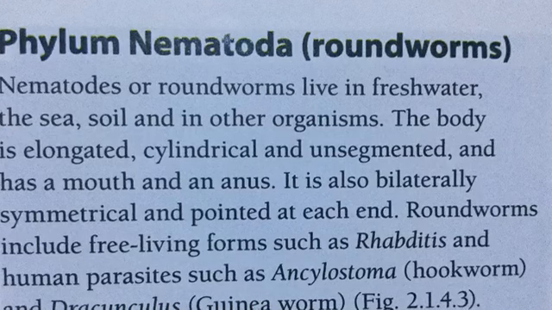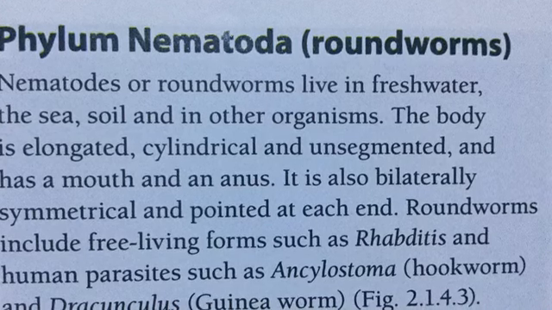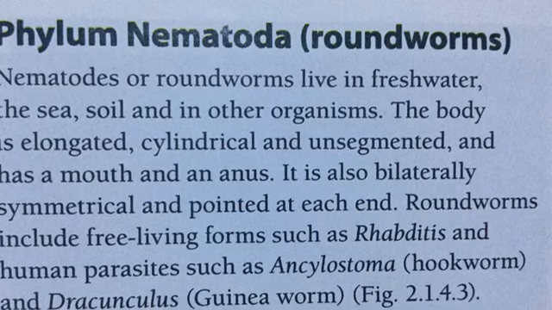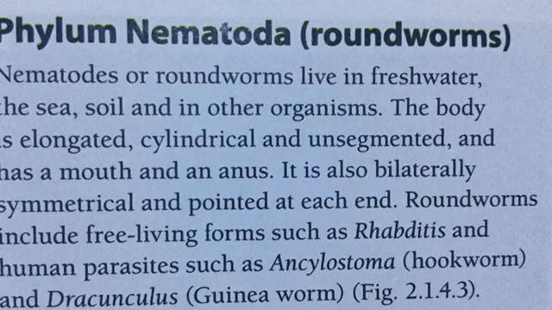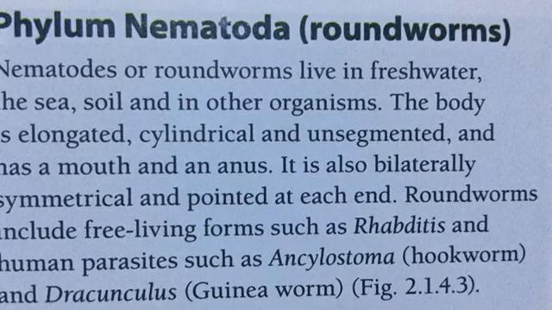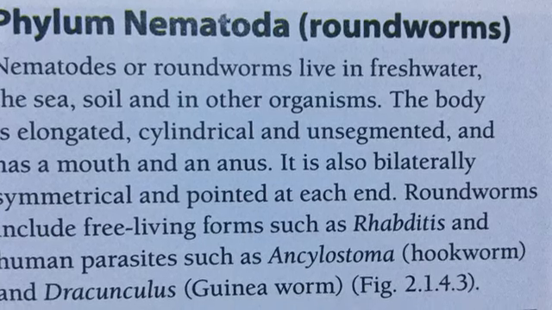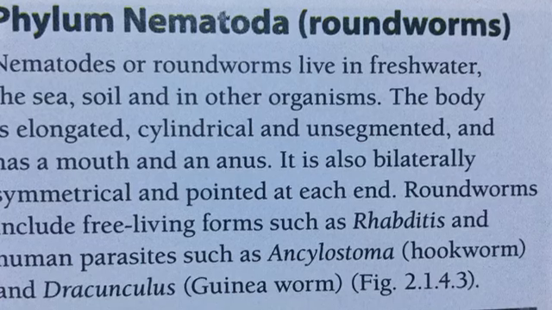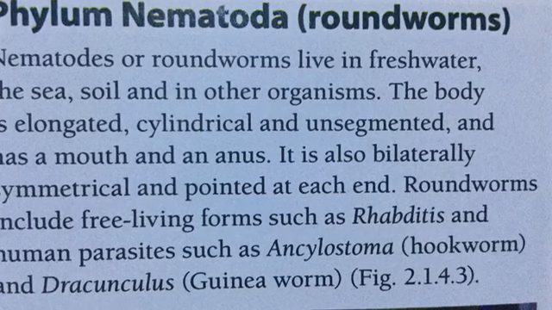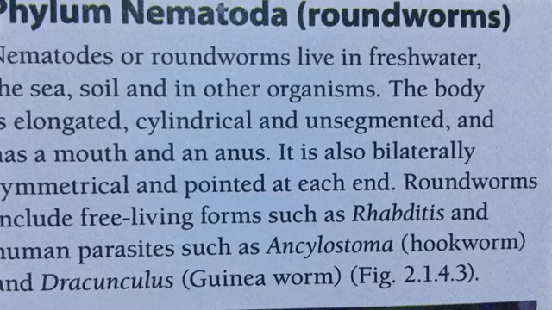Under the kingdom Animalia is the phylum Nematoda, roundworms. Nematodes or roundworms live in fresh water, the sea, soil, or in other organisms. The body is elongated, cylindrical, and unsegmented, and has a mouth and an anus. It is bilaterally symmetrical and pointed at each end.